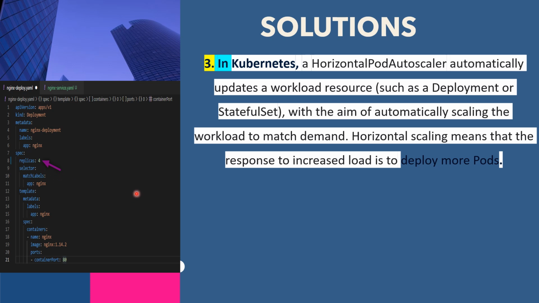Now talking about the auto scaling. We have the HPA, horizontal pod autoscaler, which automatically updates a workload resource such as a deployment or stateful set, with the aim of auto scaling the workload.